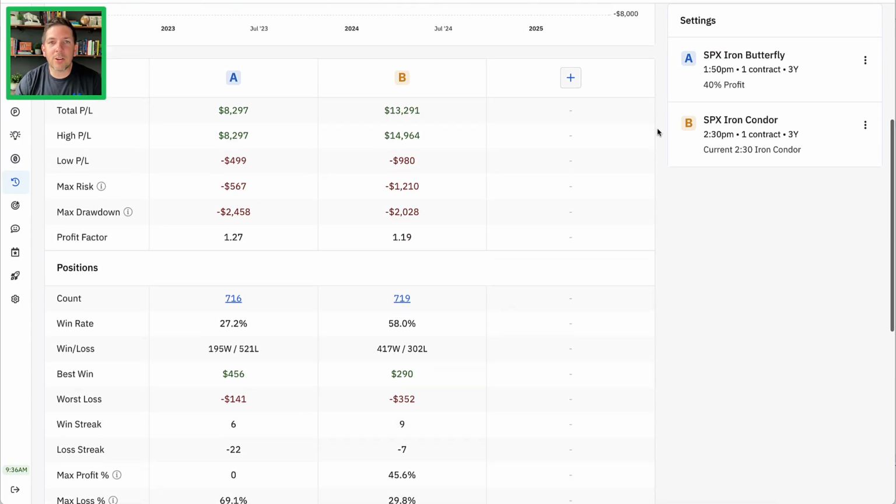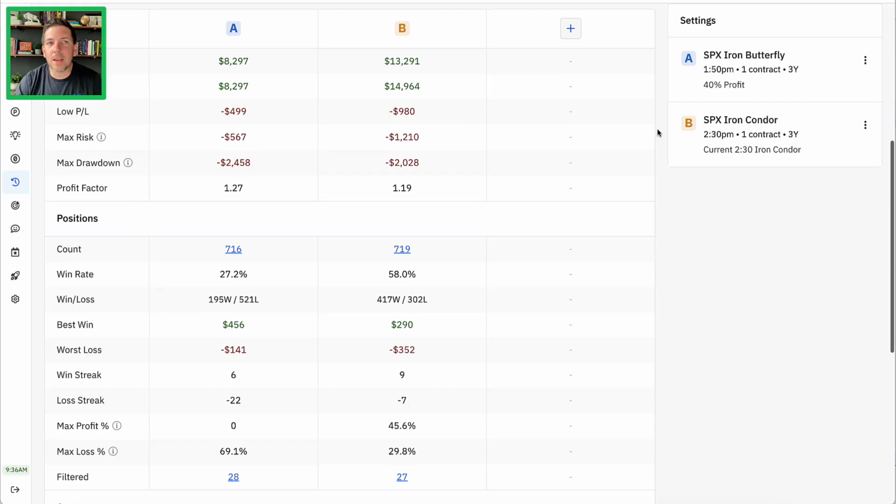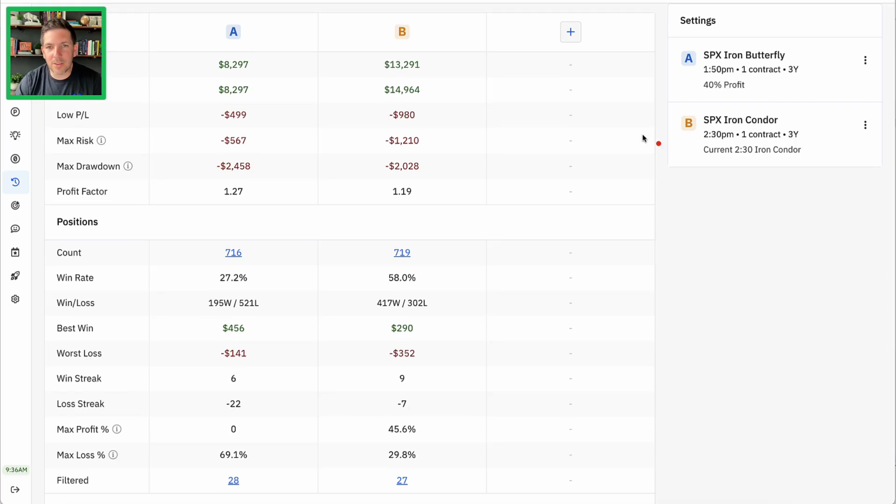If you go down here to the metrics, the thing that I like about potentially adding these two together is that they both have pretty decent profit factors. They both have manageable max risks and drawdowns, right? Obviously, strategy number B right now is projected to make more money from the backtest and has a higher win rate. That makes total sense because it's an iron condor.